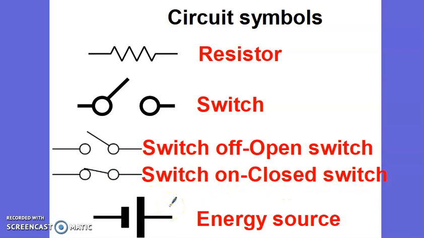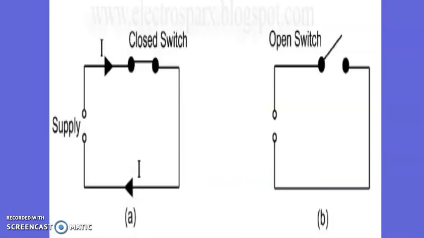And another circuit symbol is what we call energy source. So this is the symbol for energy source. When we say energy source, where does the electric charge come from? For example, it comes from a battery, or maybe it comes from a solar panel, or a generator. So those are examples of an energy source.